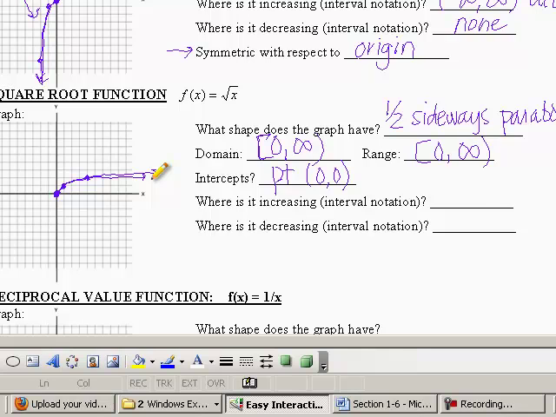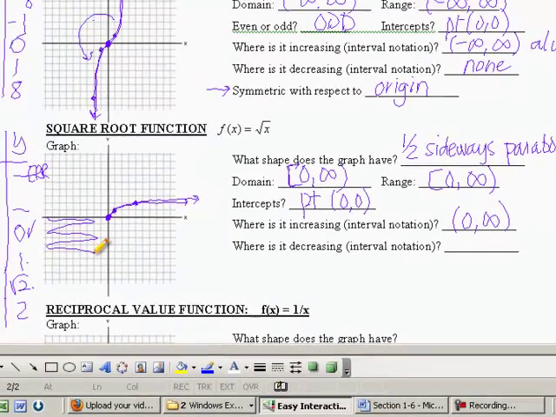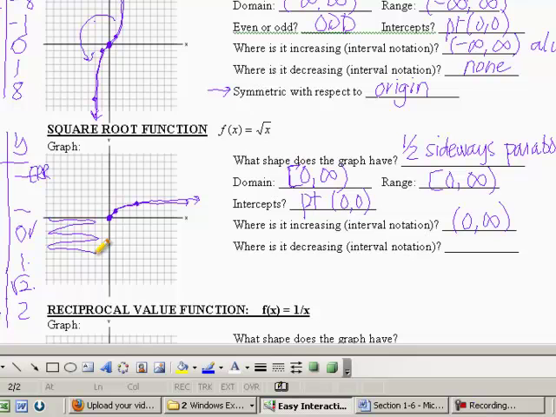from 0 to infinity because I don't have any x values on this left-hand side. I don't have anything there, so I've got to start at an x value of 0. As I traced from left to right, did I ever get decreasing? We didn't, so I'm going to say none again.